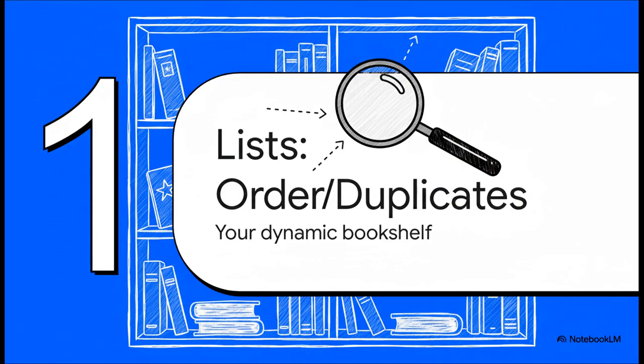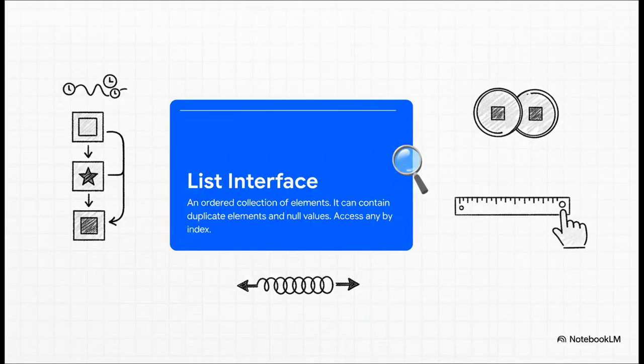You know, the best way to think about a list is to picture a bookshelf. You put books on it in a specific order, right? And you can totally have 2 copies of the same book. And you can always find a book just by knowing its position on the shelf. That's a list. And that's pretty much what the list interface guarantees. It's an ordered collection, which just means it remembers the order you put things in. It's totally fine with duplicate elements, and you can grab any element instantly if you know its numerical index. Kind of like an array, but way more flexible because it can grow and shrink.